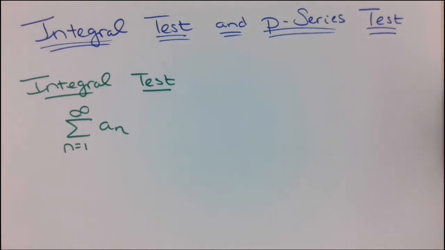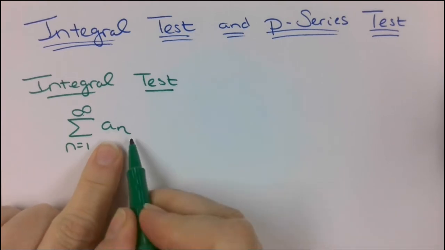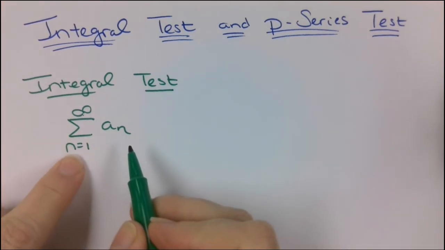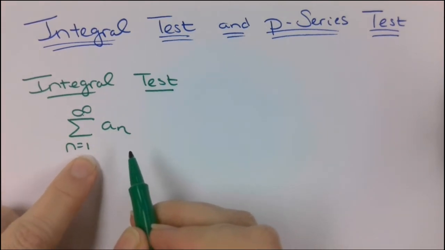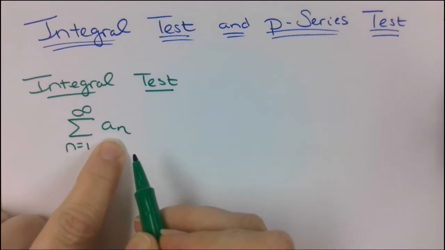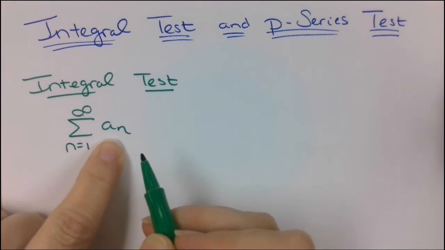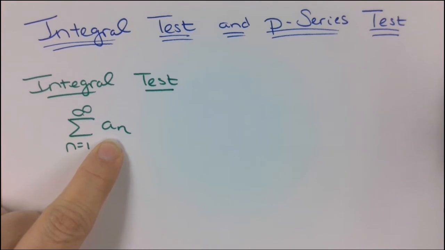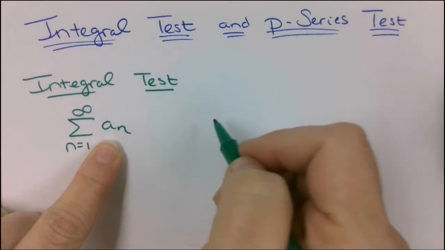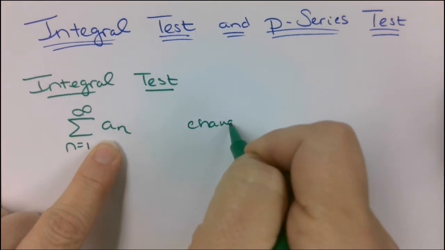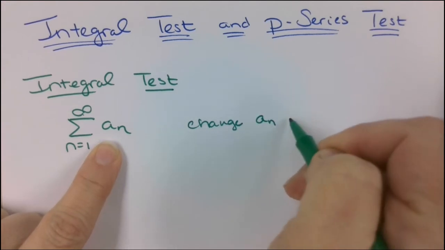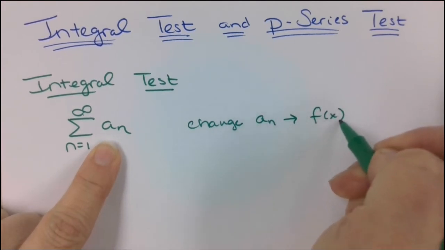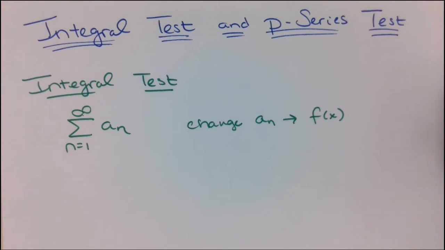When we are using the integral test, the first thing that we're going to do is take our expression for a sub n, keeping in mind that n represents counting numbers. And so a sequence represented by a sub n is going to be some discrete points. And so what we want to do is change a sub n to a function of x so that we can actually integrate it.